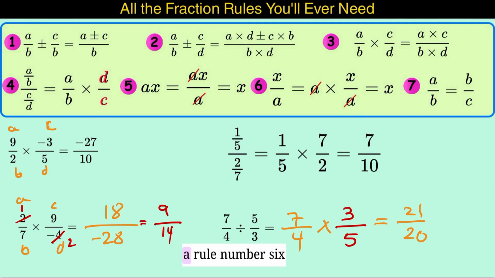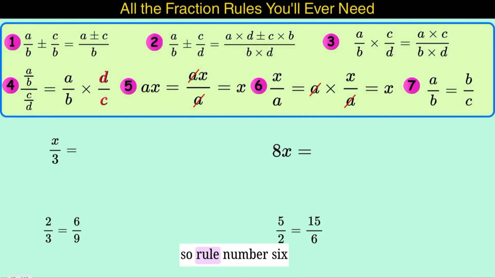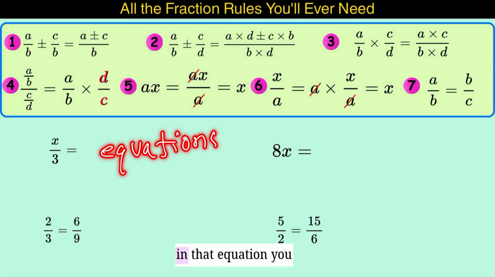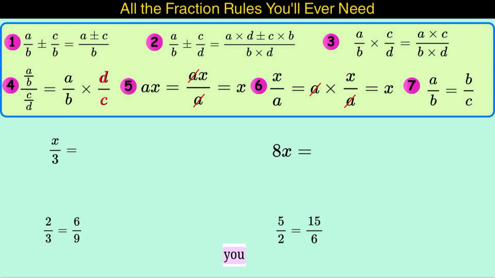Now we're going to go to rule number 6 and rule number 7. Rule number 5, 6, and 7, we're going to do all at once. When do you need rule number 5? That's when you are doing equations. And in that equation, you have a fraction, or you don't have a fraction.